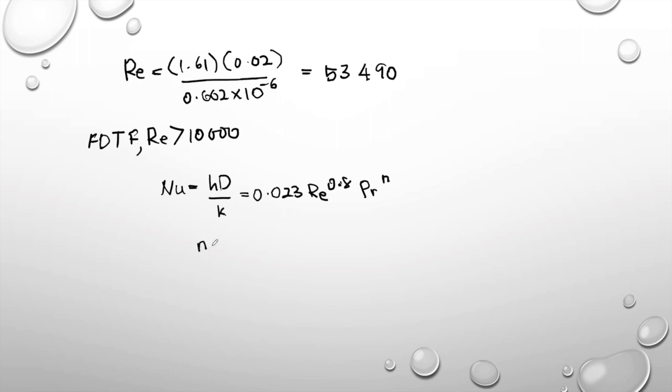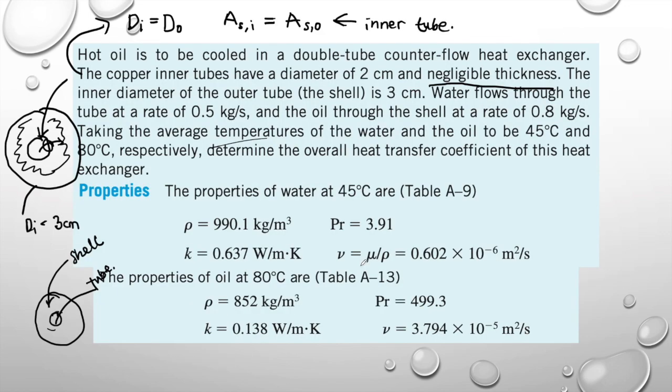So n equals 0.3 for cooling, and then n is 0.4 for heating. Now let us determine whether it is a cooling process or heating process. Take a look at the question.